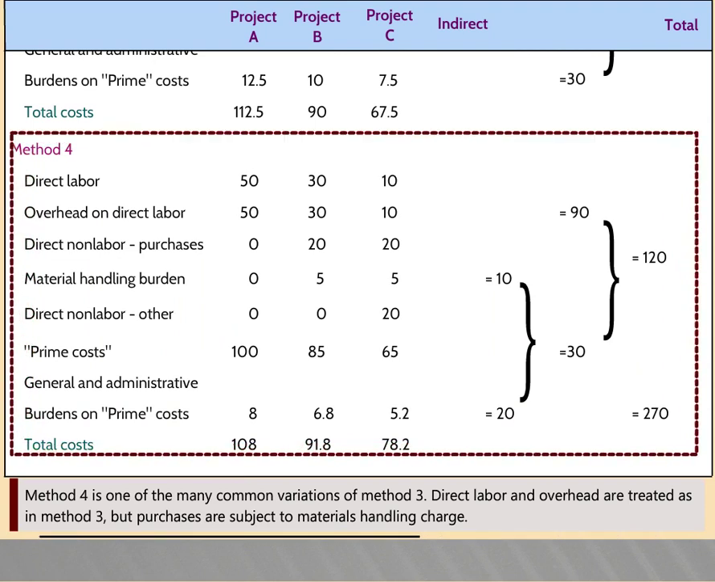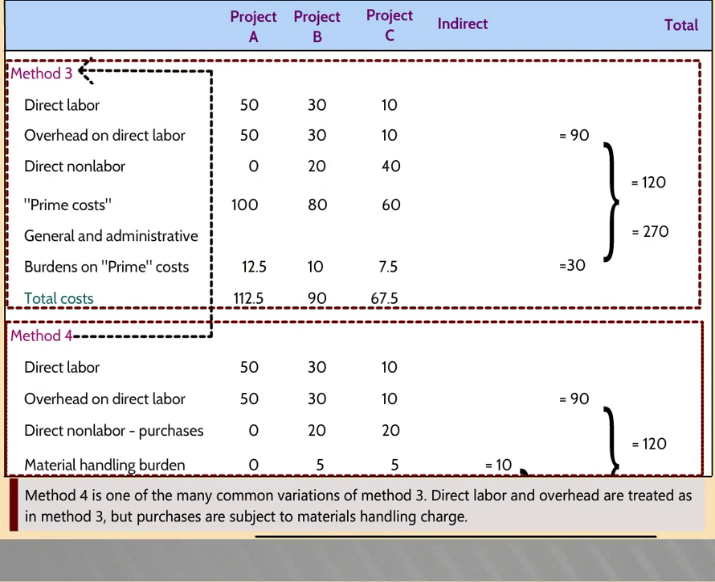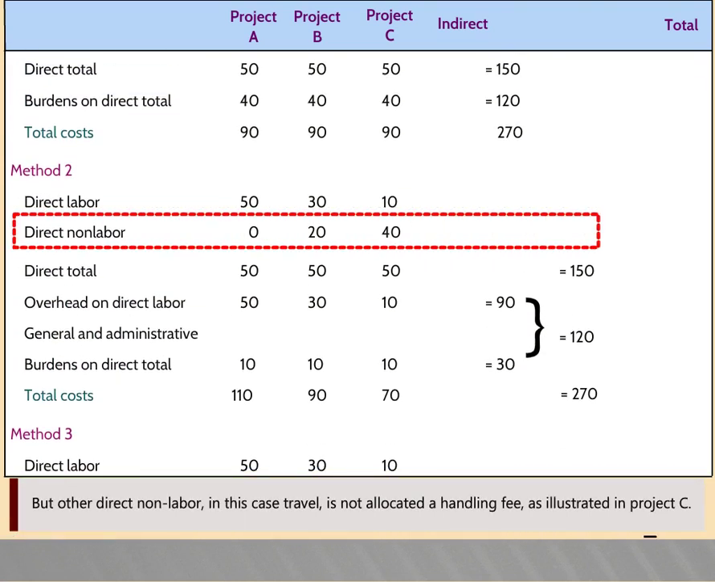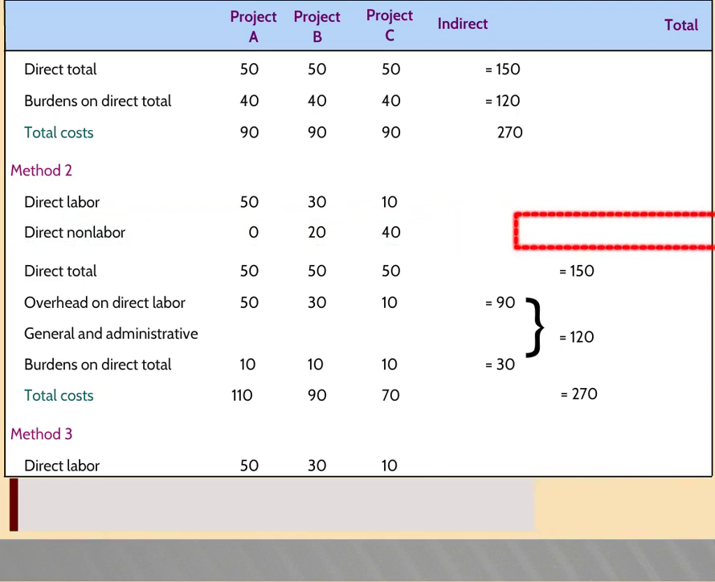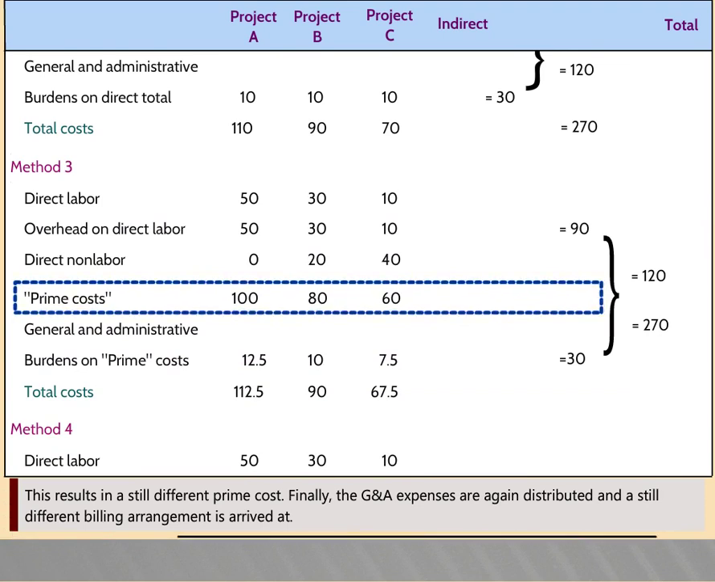Method 4 is one of the many common variations of Method 3. Direct labor and overhead are treated as in Method 3, but purchases are subjected to a materials handling charge. But other direct non-labor, in this case travel, is not allocated a handling fee, as illustrated in Project C. This results in a still different prime cost. Finally, the G&A expenses are again distributed and a still different billing arrangement is arrived at.